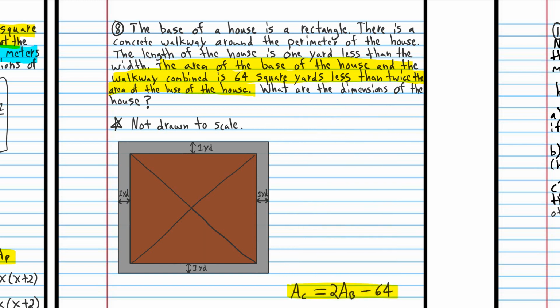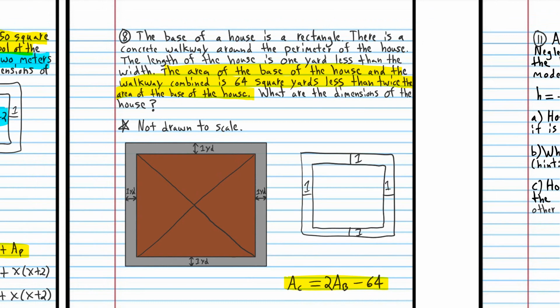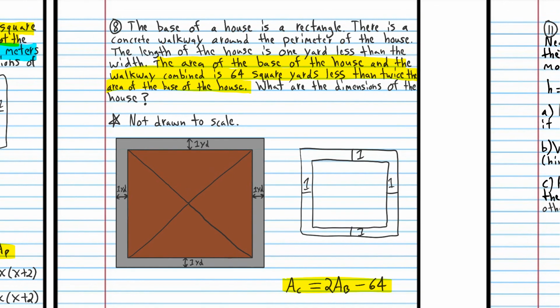And I'm going to draw, again, I don't want to mess up the original drawing, so I'm going to just draw a crude picture down here. So again, we know this is 1 yard. In fact, it's just 1 yard all the way around the walkway. And let's see, the length of the house is 1 yard less than the width. So the length is 1 yard less than the width.